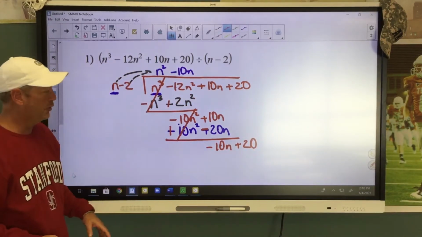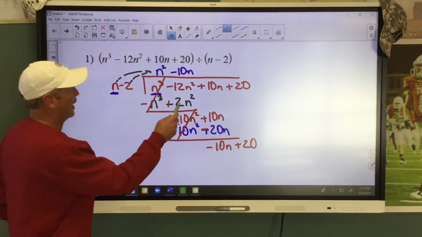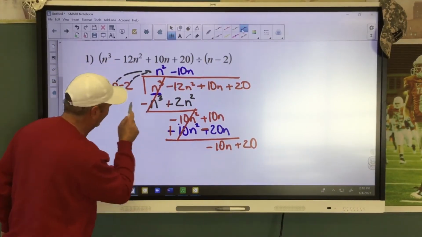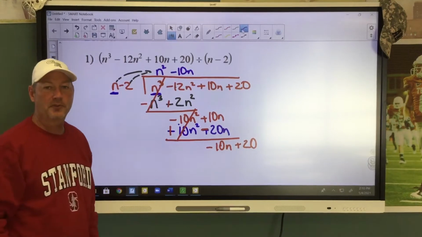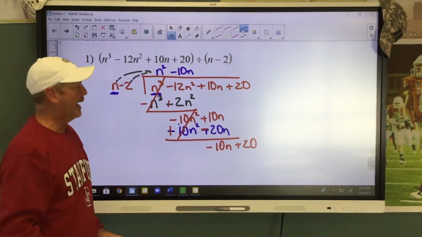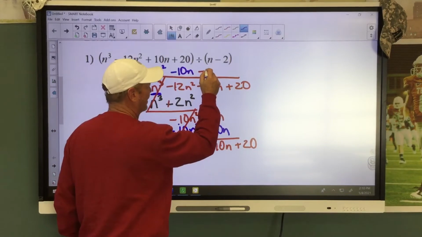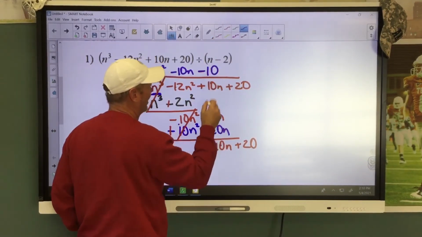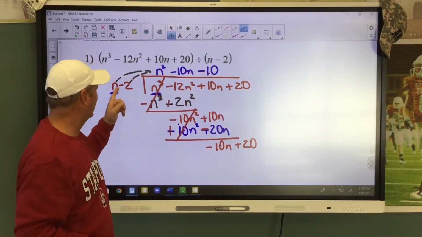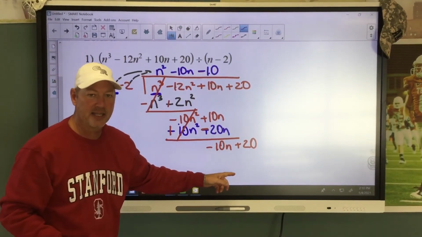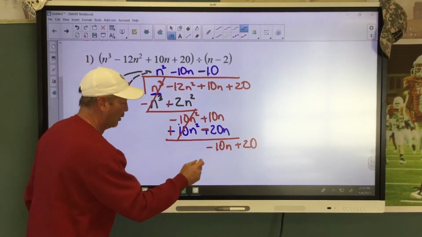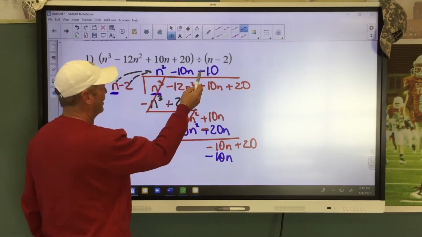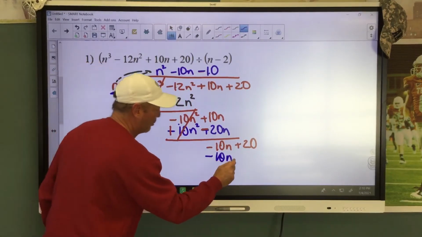Okay, remember what we asked you to do now. We're going to try to get this guy to match that right here. We want to match those two terms. So what do I need to multiply? I need to multiply by a negative 10. We multiply by a negative 10 because negative 10 times n is a negative 10n. Good. So we go negative 10n, and then negative 10 times a negative 2 is a positive 20.